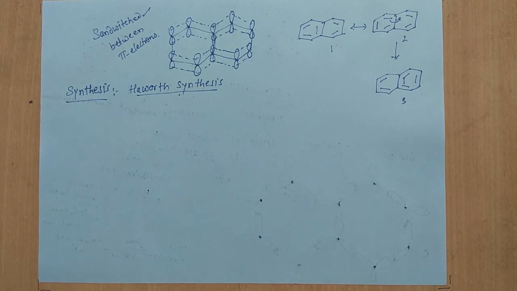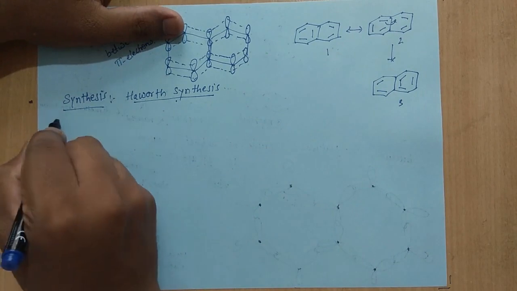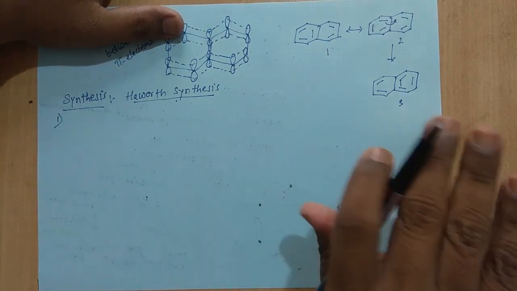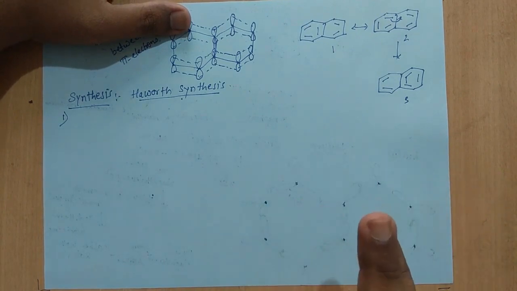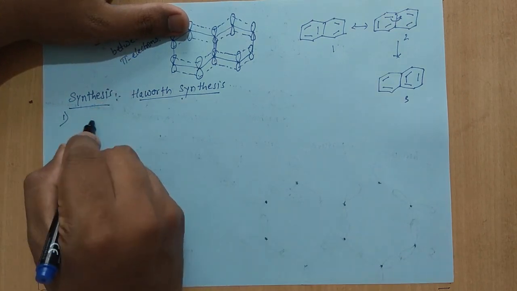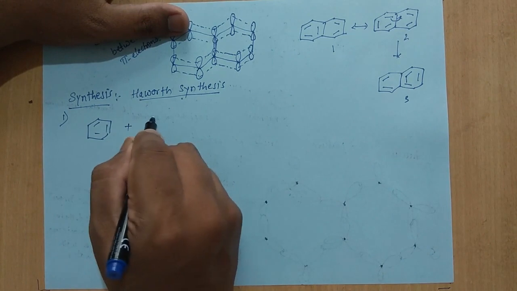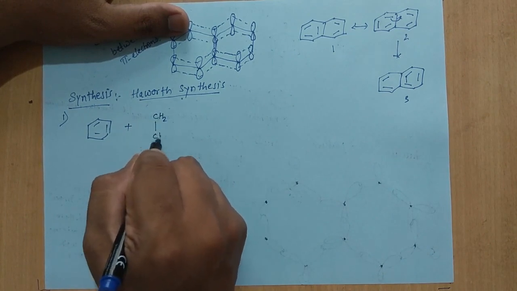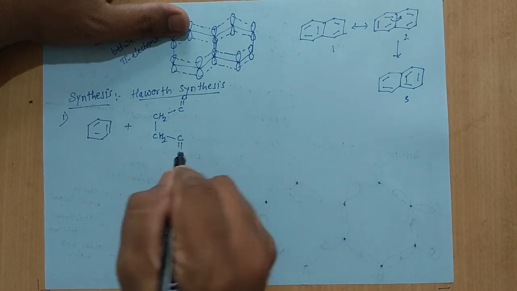Naphthalene can be synthesized in our laboratory by one of its synthetic methods, that is Haworth synthesis. In Haworth synthesis, we have differentiated 5 different steps. We'll discuss every step one by one. In the first step, benzene is reacted with succinic anhydride. This is succinic anhydride.